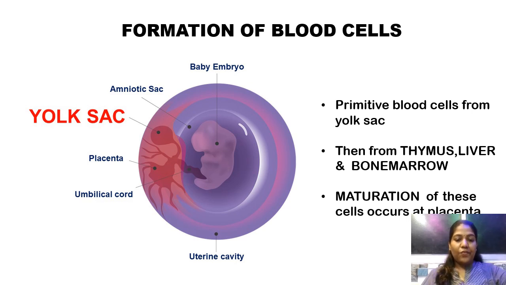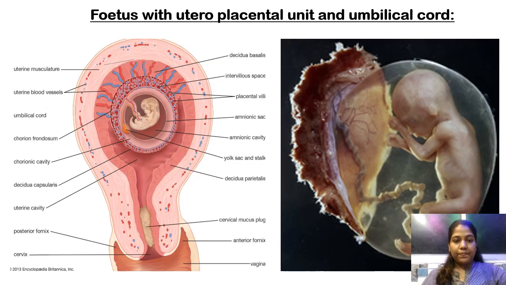Later on, once the heart formation occurs along with thymus, thymus will start producing the blood cells, and from the liver, later on from the bone marrow, where the production and maturation occurs at the same site. So this is the total picture showing the uteroplacental unit with the fetus and the umbilical cord. This is a real life specimen, umbilical cord, placenta, and the fetus.